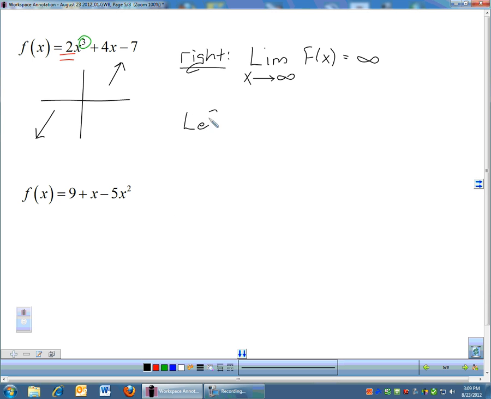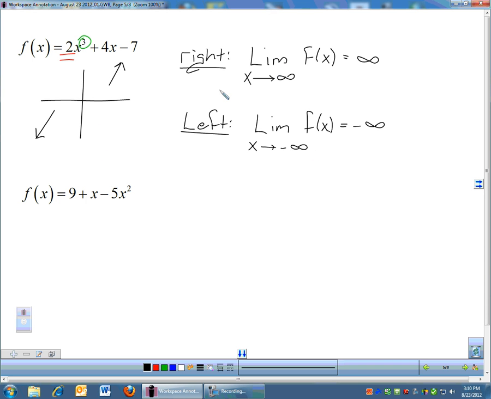As I go to the left, I would say the limit as x goes to negative infinity of my function. As I go to the left, my function is going down. So I go left and down. Down means the limit is going towards negative infinity. And that's how you would write it in terms of limits.